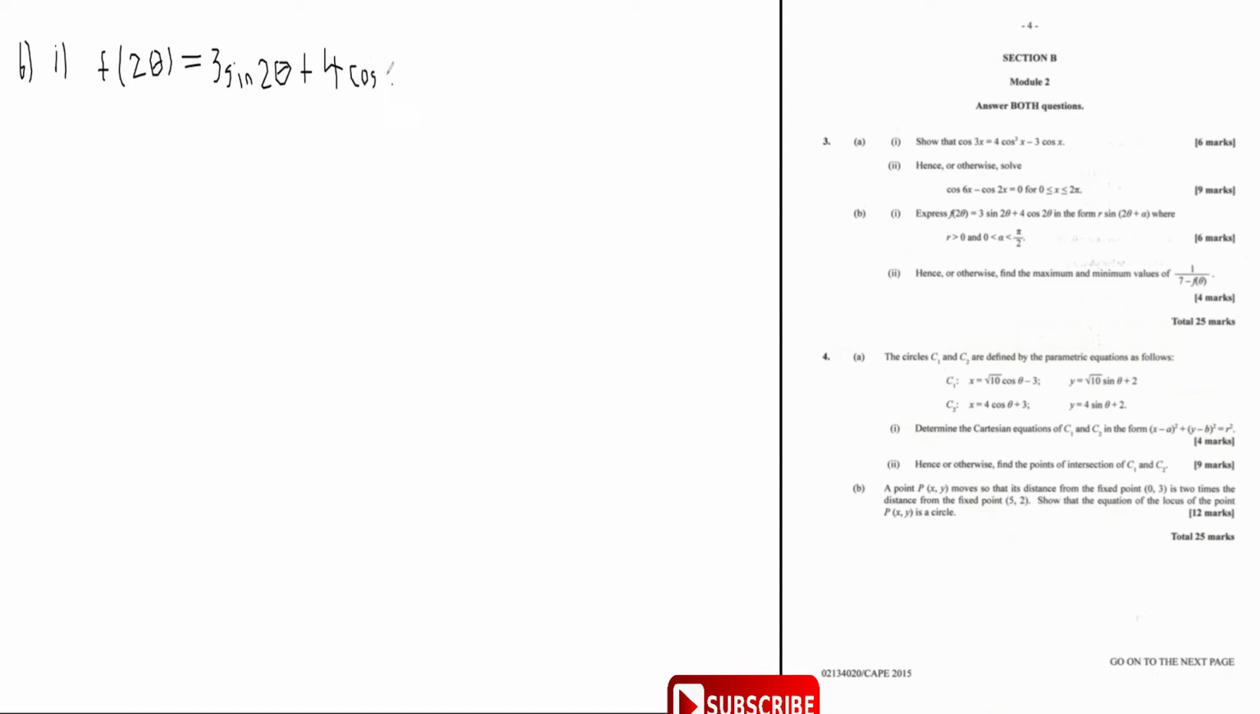In order to express it in the r sine form, the first thing we have to remember is that r is equal to the square root of a squared plus b squared.